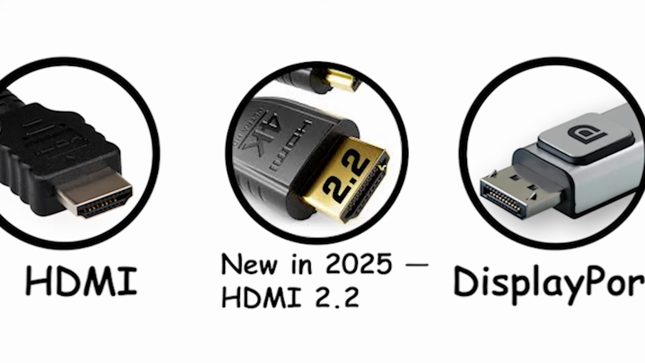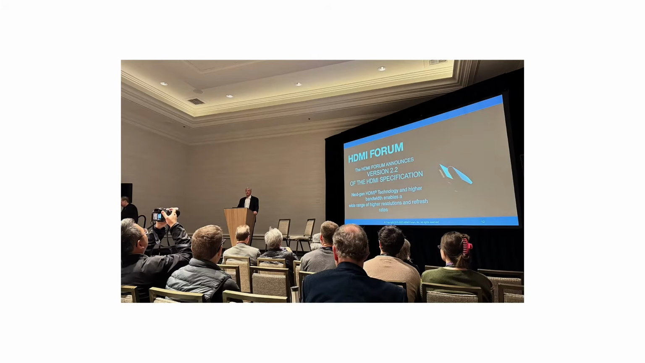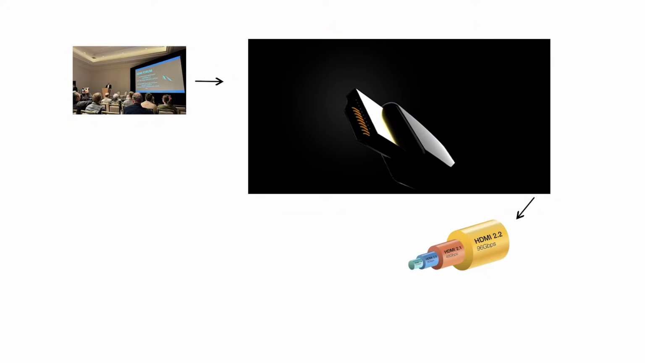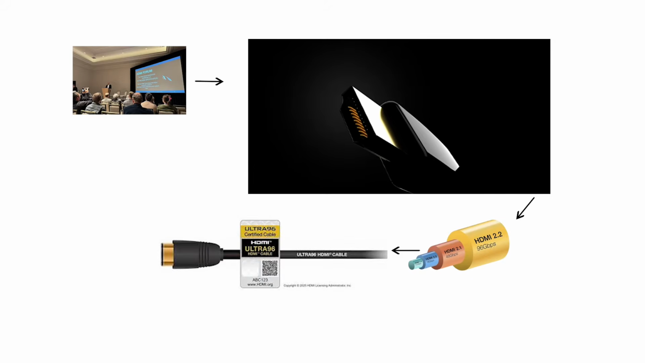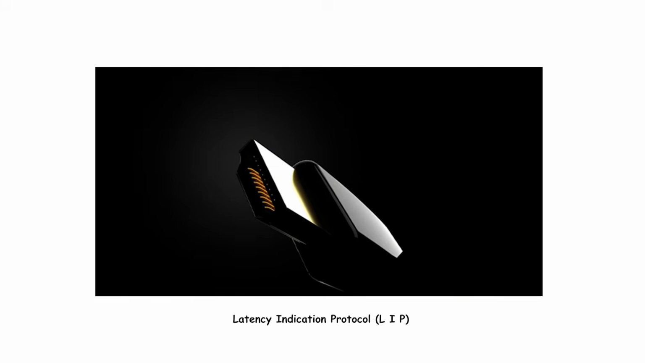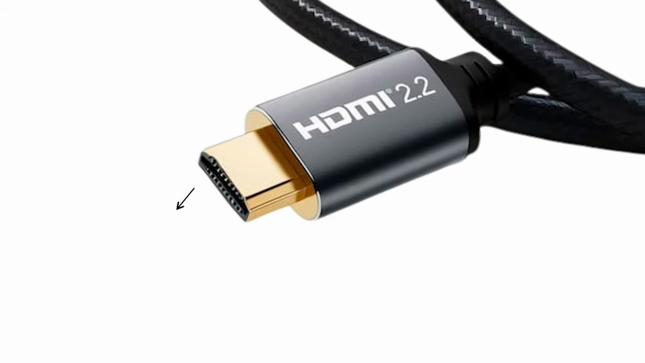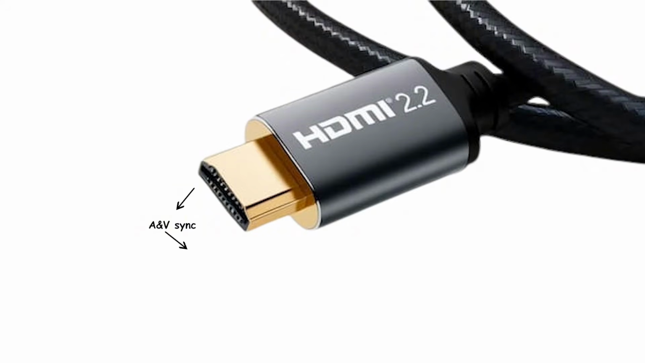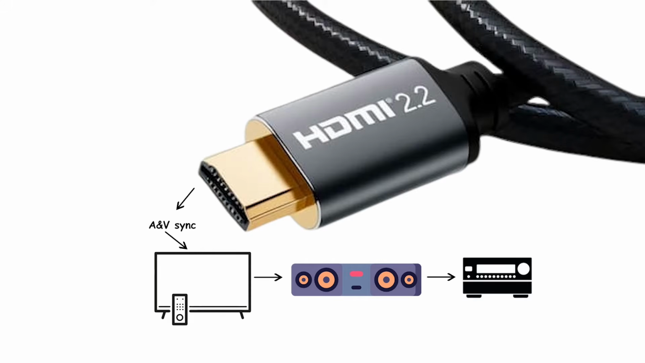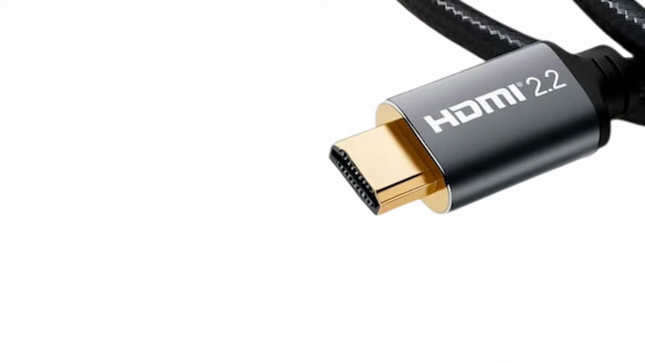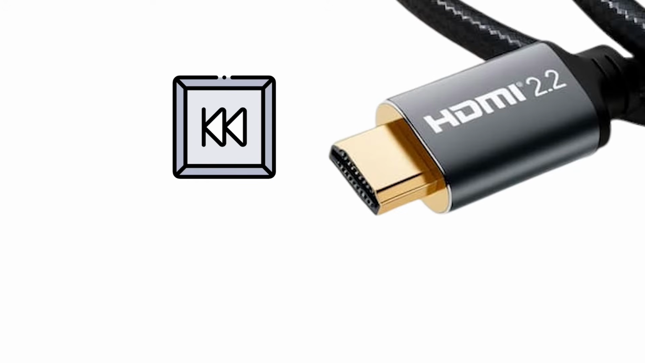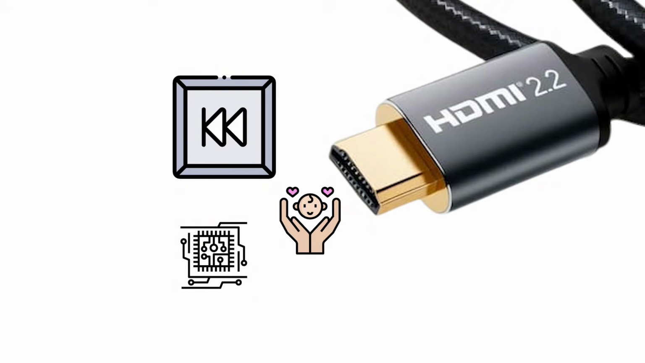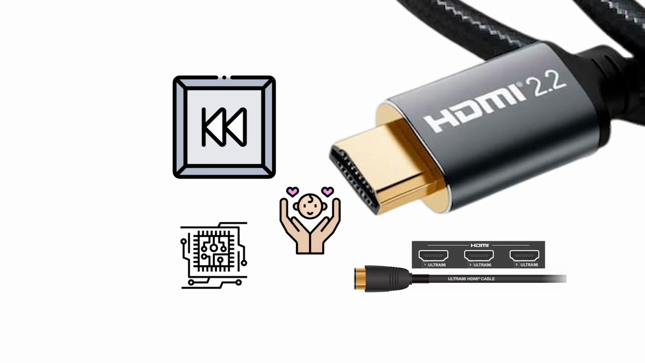New in 2025, HDMI 2.2. The HDMI Forum released version 2.2 with bandwidth up to 96 gigabits per second and a new Ultra 96 cable category. HDMI 2.2 also adds Latency Indication Protocol (LIP) to improve A/V sync in complex chains: TV, soundbar, receiver, and sources. Early coverage and the forum's materials say 2.2 is backward compatible, but adoption will lag until 2.2 capable chips, devices, and Ultra 96 cables ship in volume.